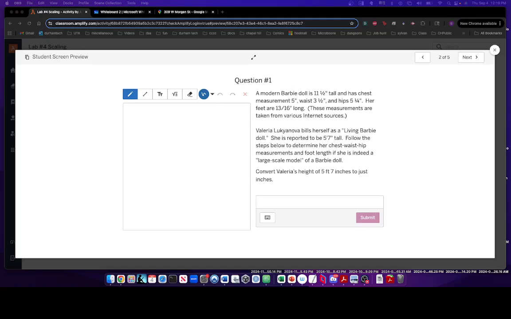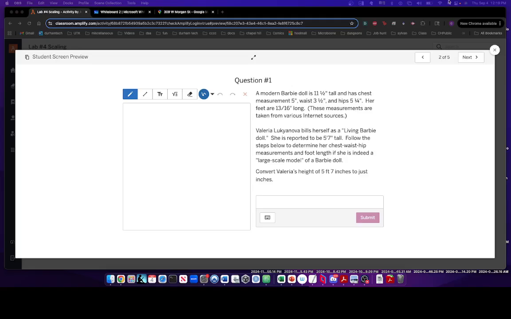So with maps, diagrams, models, blueprints, all that, it's important that you have a consistent ratio with your measurements. If you don't always have the same number of inches on your diagram, meaning the same number of feet or miles or whatever on your map in real life, then it becomes much less useful.